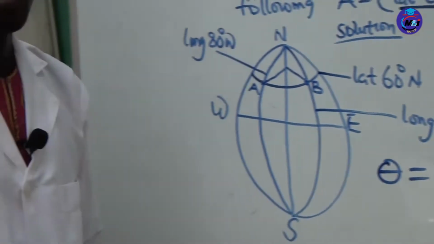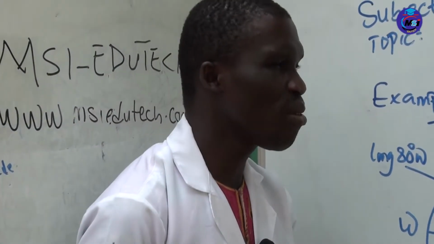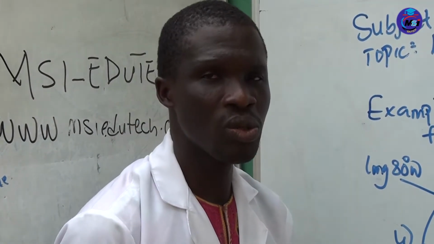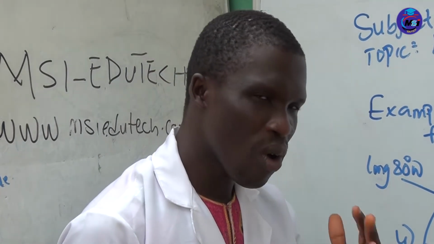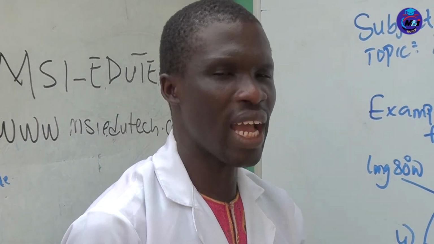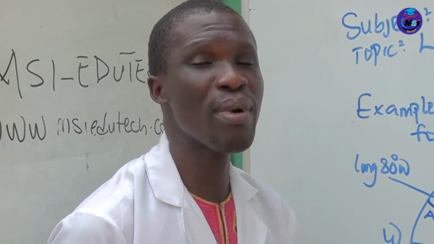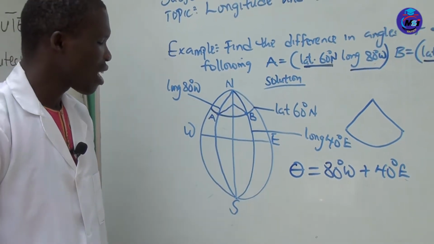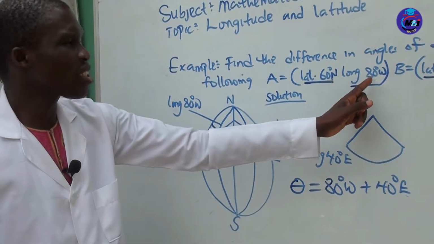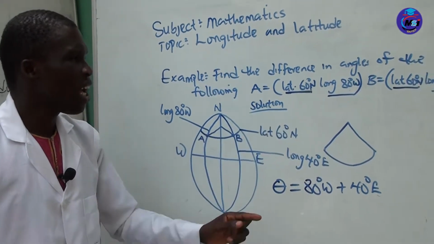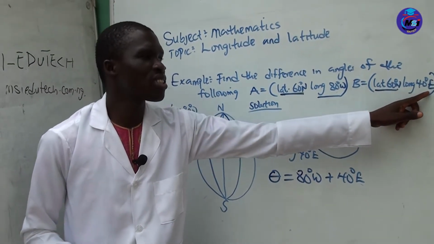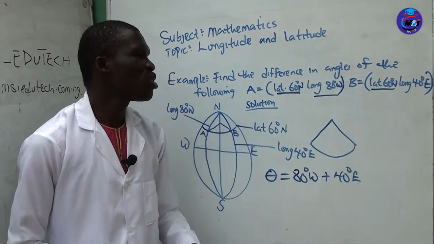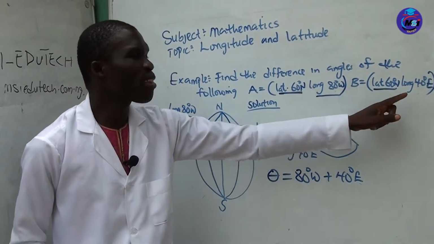I'm telling you this so that you do not make mistakes. Anytime you are solving a question on longitude and latitude, you need to be careful of your direction, the angle and the direction. What do I mean by direction? The east, the west, the north, and the south. Looking at this longitude, we have west. There's another longitude here, we have east. And you can see that they are of different angles, and of different direction.